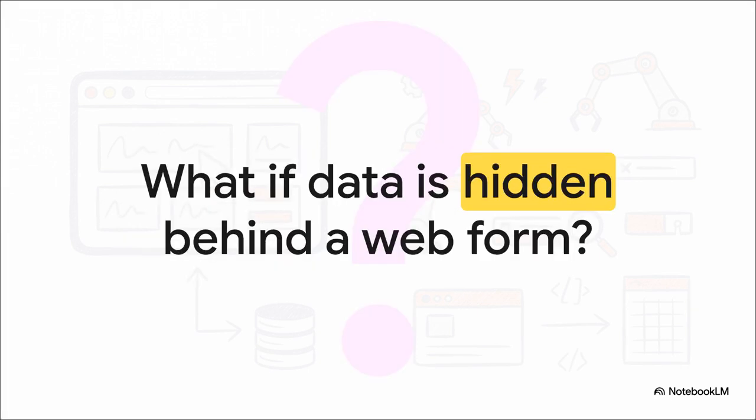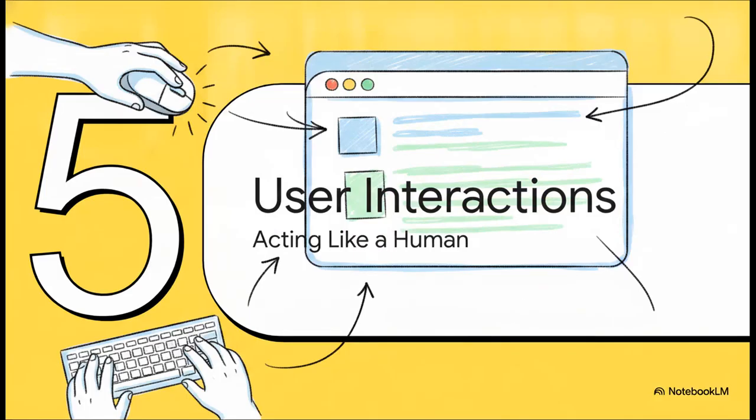Okay, so extracting static text is pretty easy. But what if the data you need is hiding behind a form? Or what if it requires a load more click to even appear? Or demands that you log in first? Older scraping tools would hit a complete brick wall right here. Let's solve that in Section 5, Simulating User Interactions, Acting Like a Human.